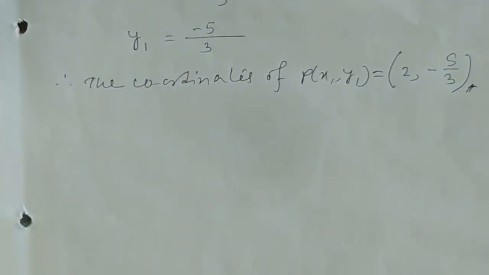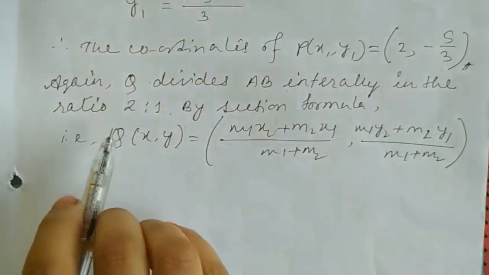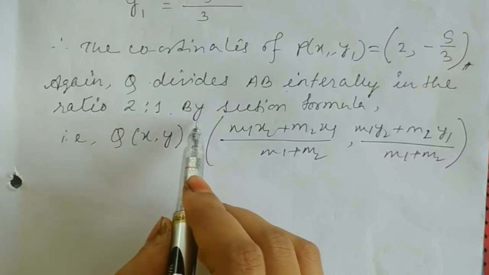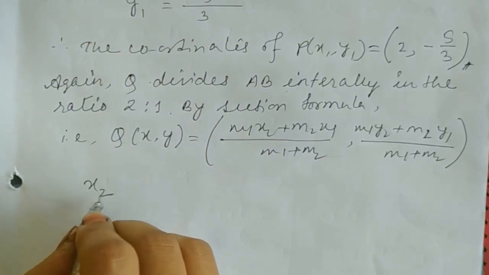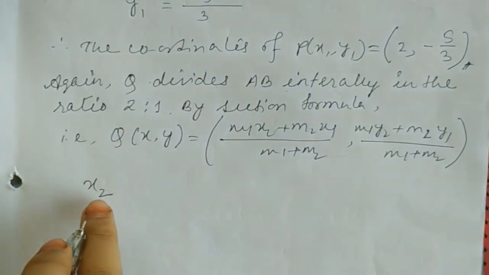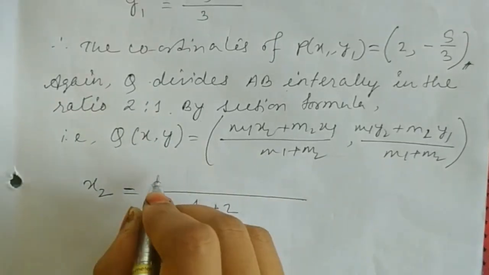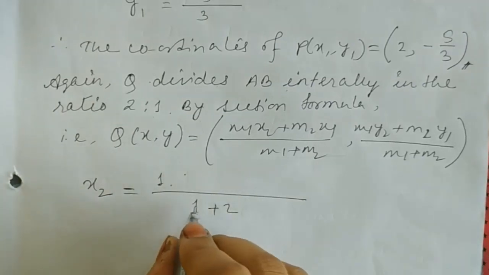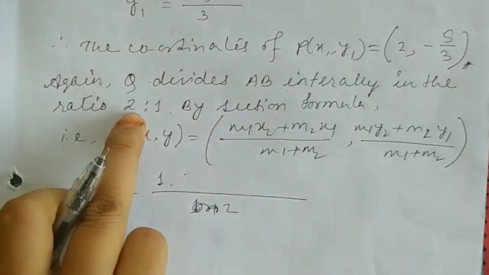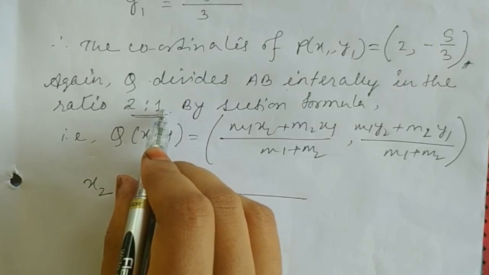Again find out the coordinate of Q. That means Q divides AB internally in what ratio? 2 is to 1 ratio. So by the section formula, again apply, find out x2. For Q, the coordinate of Q is x2 and y2. Therefore x2 equals what? M1 is 2, sorry, m1 is 2 here. Since it is 2 is to 1 ratio, therefore m1 is 2 and m2 is 1.